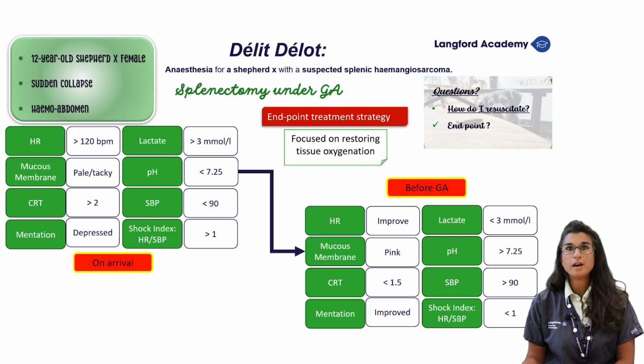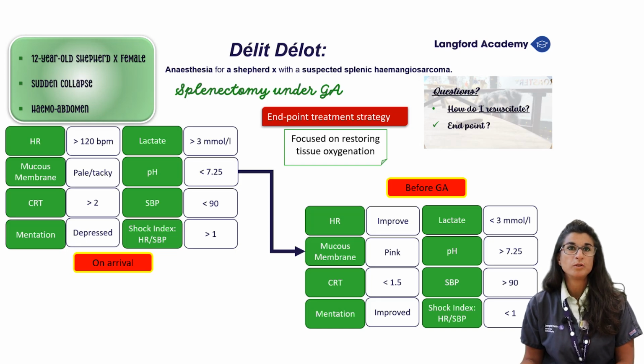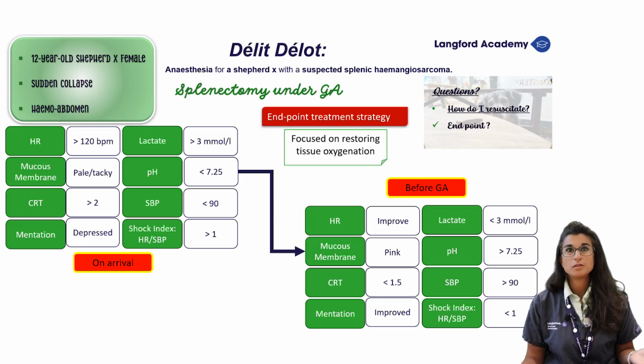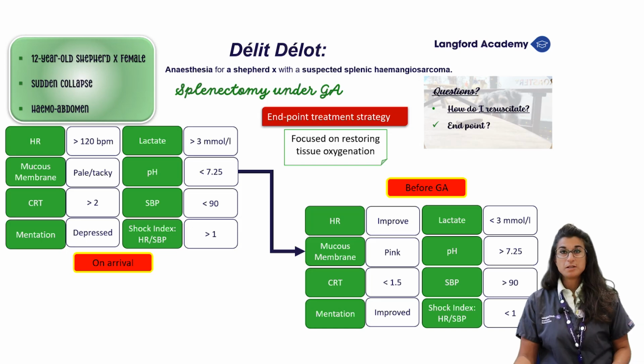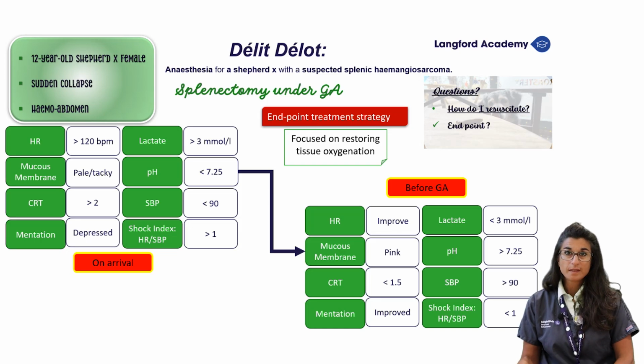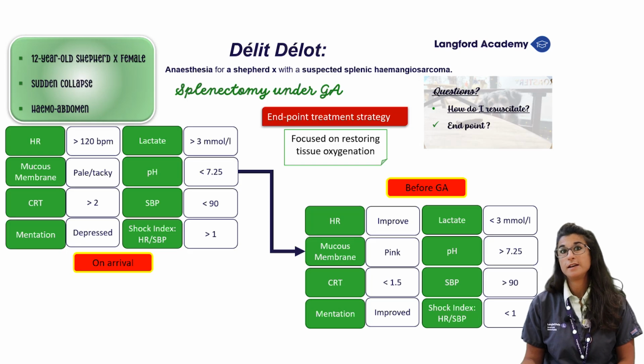So what you want to target before the GA is an improvement of all those parameters. The resuscitation should aim to be better, especially in terms of heart rate, having a CRT less than 1.5. The mentation often should be improved. Lactate should be decreased.